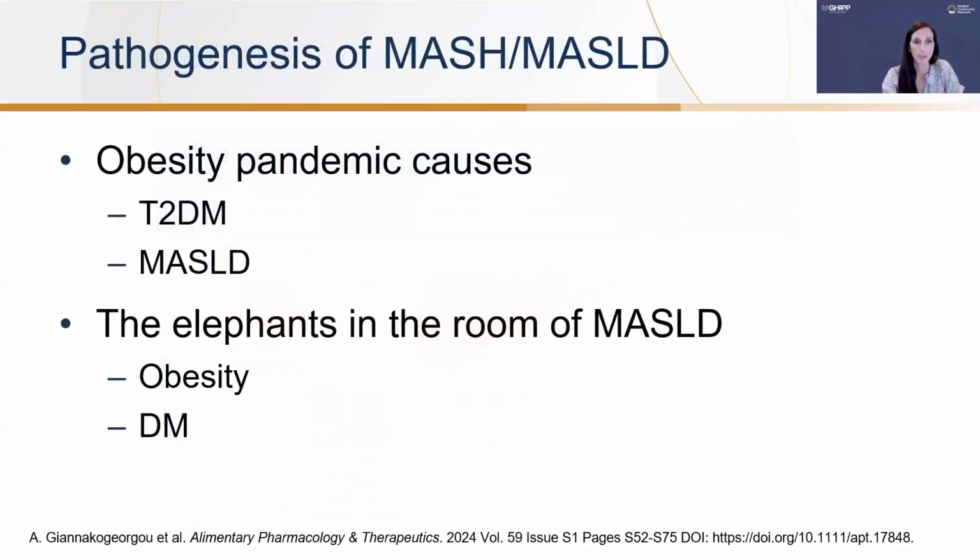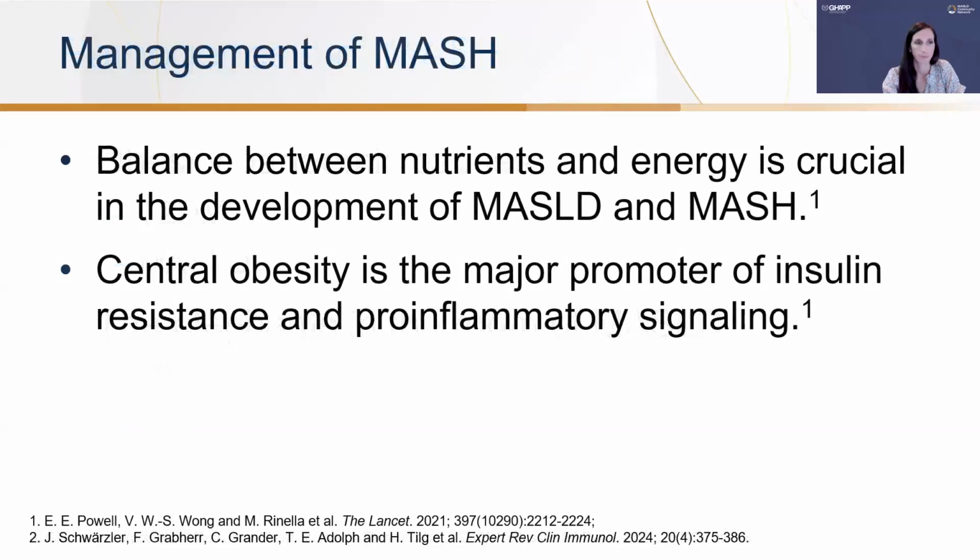So the obesity pandemic can cause type 2 diabetes and MASLD. And the slide says the elephants in the room of MASLD are obesity and diabetes. So the management of metabolic liver disease must involve control of diabetes and reduction in body weight. The management of MASH really is a balance between nutrients and energy, and it's crucial in the development of MASLD and MASH. And central obesity is the main promoter of insulin resistance and pro-inflammatory signaling.